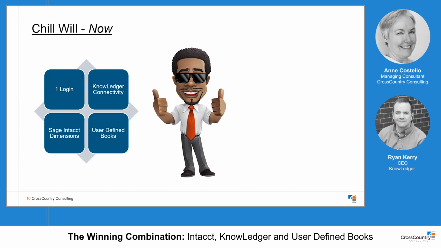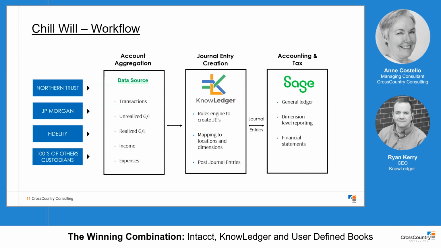So to start off with, now he only has one login instead of 250. KnowLedger connects from 10 different data sources, aggregates the data, and feeds it to Sage Intacct. Using the Intacct dimensions, he is able to track his investments, the cost versus basis, and also uses the user-defined books to track the fair market value. In addition to going from 250 QuickBooks installs to one Sage, that's a huge advantage.